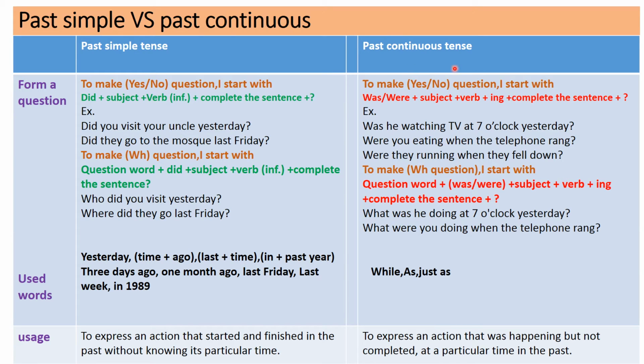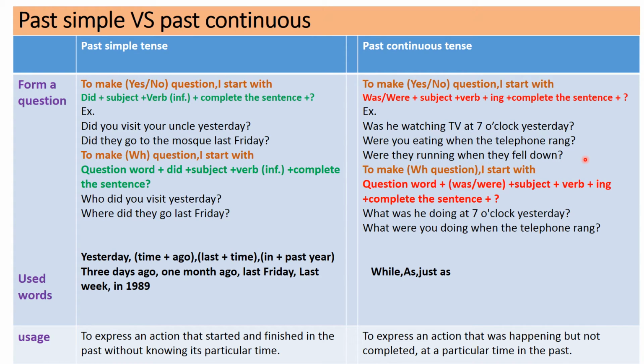In the past continuous tense, to make a yes or no question, I start with was or were, then the subject, the verb plus ing, don't forget. Then complete the sentence. Was he watching TV at 7 o'clock yesterday? Yes, he was. Were you eating when the telephone rang? Yes, I was.